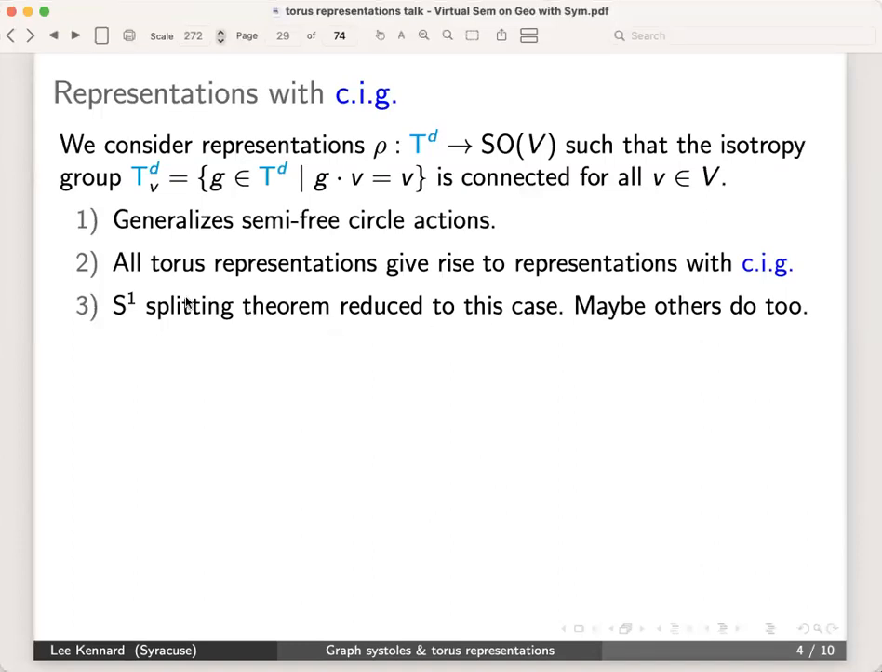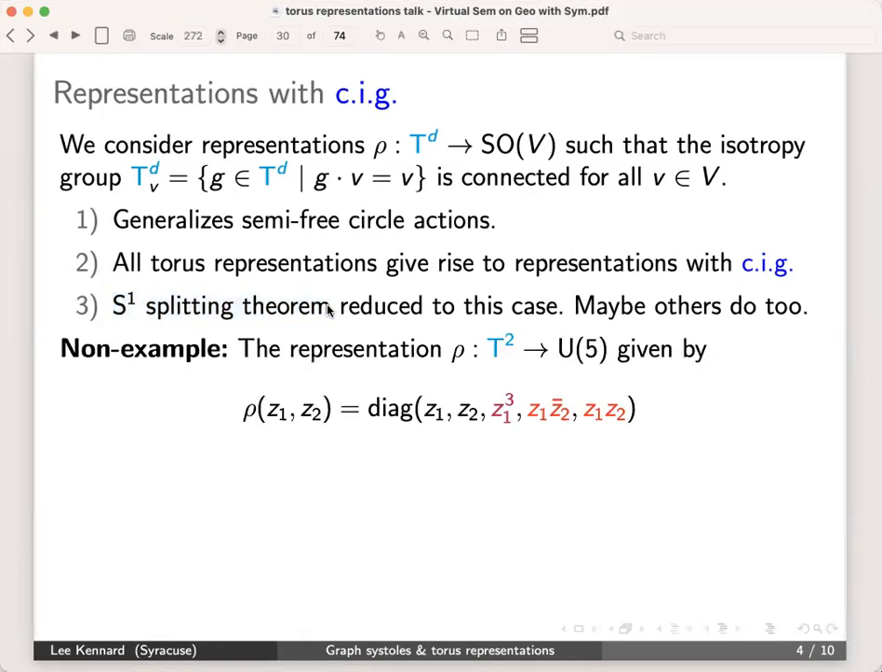So I mentioned that the first proof of the splitting theorem was done in this way, reduced to this case, and then you study the result you're trying to prove in this special case. And then it might help you prove the result in general. So let me get into a little more detail.